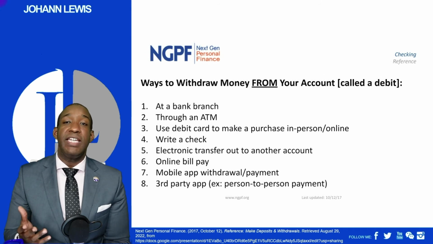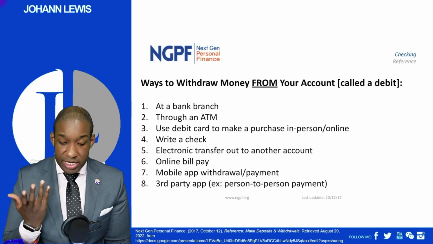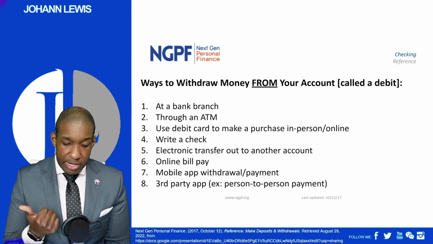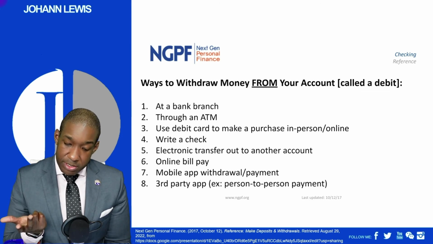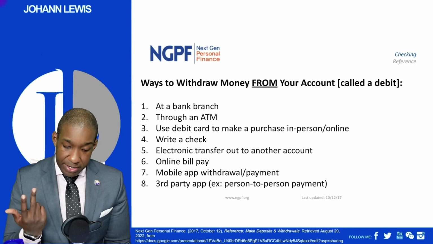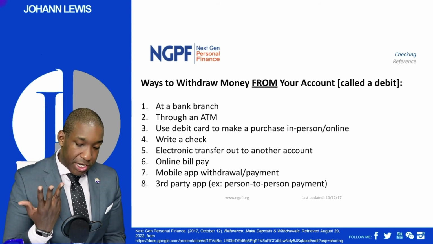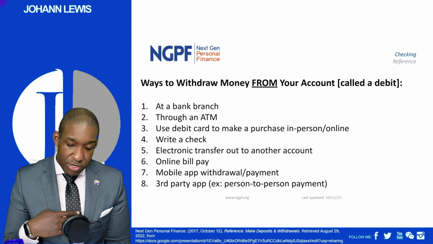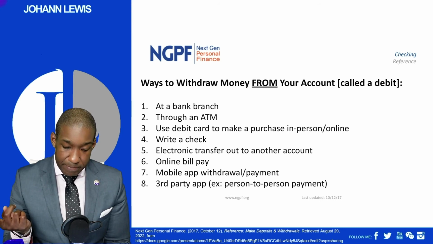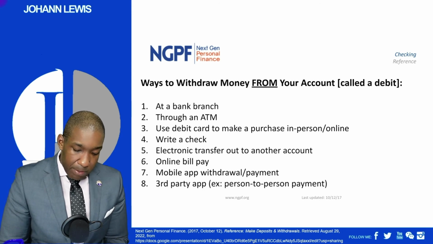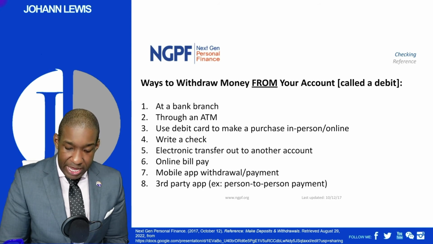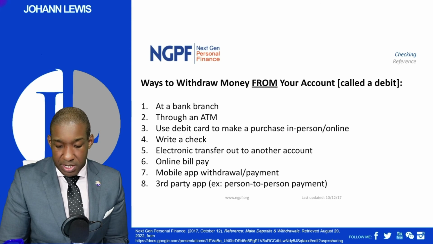Ways to withdraw money from your account, called a debit. Number 1, at a bank branch. Number 2, through an ATM. Number 3, use a debit card to make a purchase in person or online. Number 4, write a check. Number 5, electronic transfer out to another account. Number 6, online bill pay. 7, mobile app withdrawal or payments. And 8, a third-party app, for example, person-to-person payments.